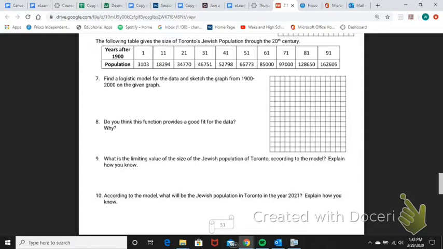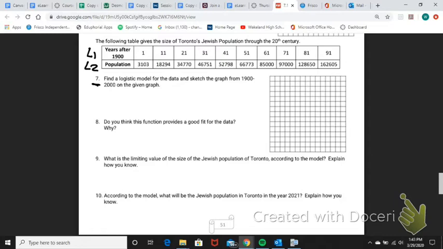So if we look at our problem, it says that we're going to be looking at the size of Toronto's Jewish population in the 20th century. So we have the years after 1900 and then our population. So we should recognize the years after 1900. That's going to be our L1, and then population here is going to be L2. So the first thing that we need to do is plug all of this into our calculator or Desmos, either way. So that's going to help us get number 7 right here because it wants us to find the model and then sketch the graph.